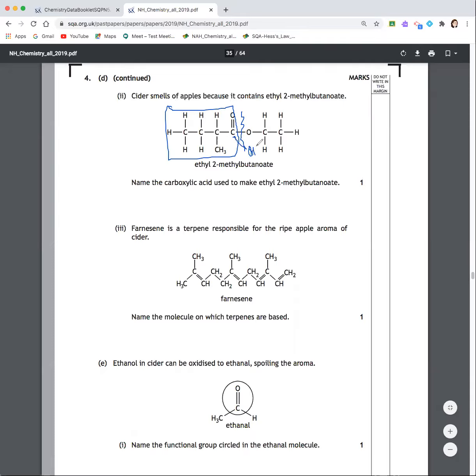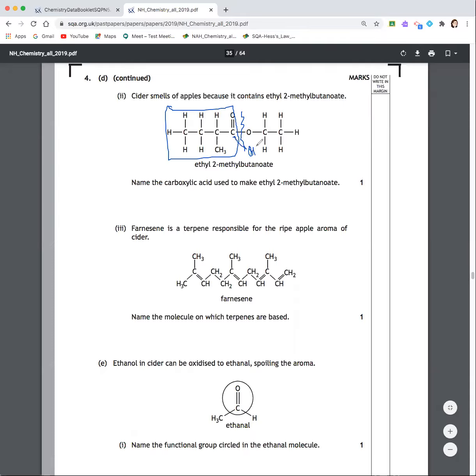And then it's got a branch on carbon 2, so it's 2-methyl butanoic acid. So you can get that from the ester name if you remember to change the ending to anoic acid instead of anoate. The alcohol used to make this, although it's not in question, is this part here, so that's ethanol because that's got 2 carbons.